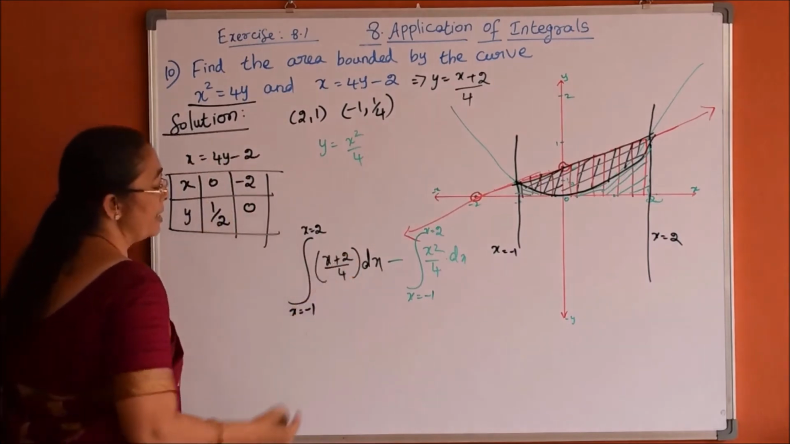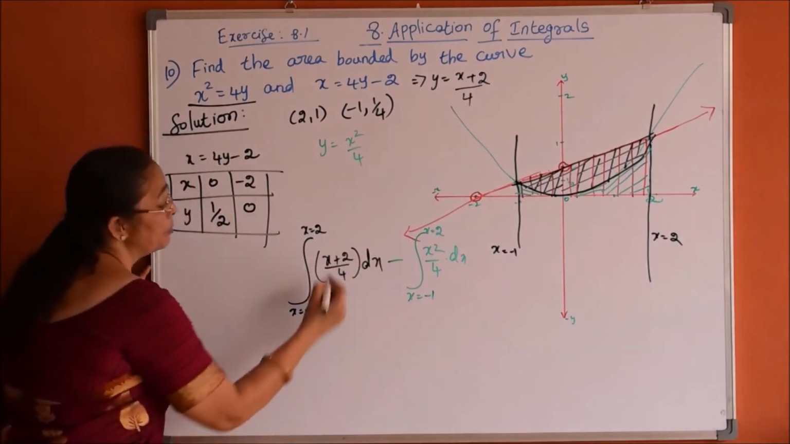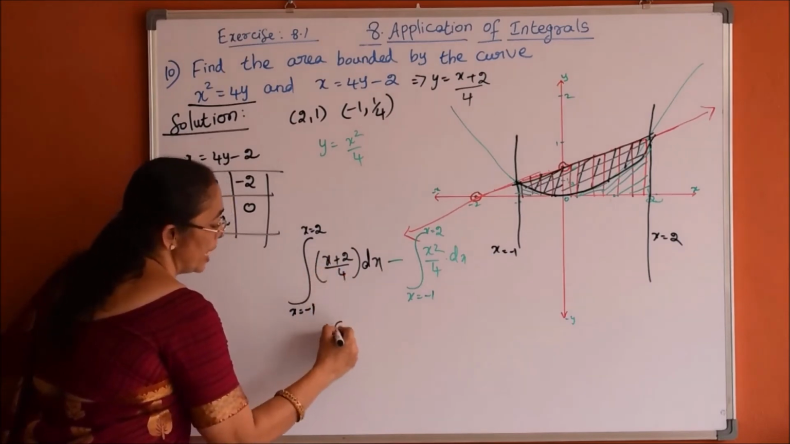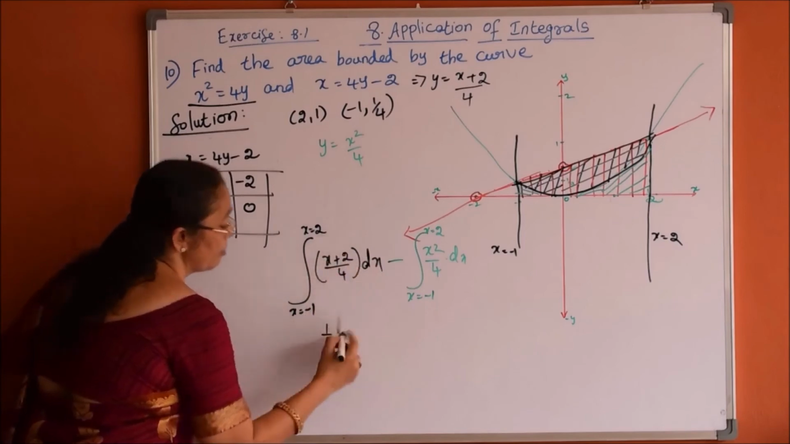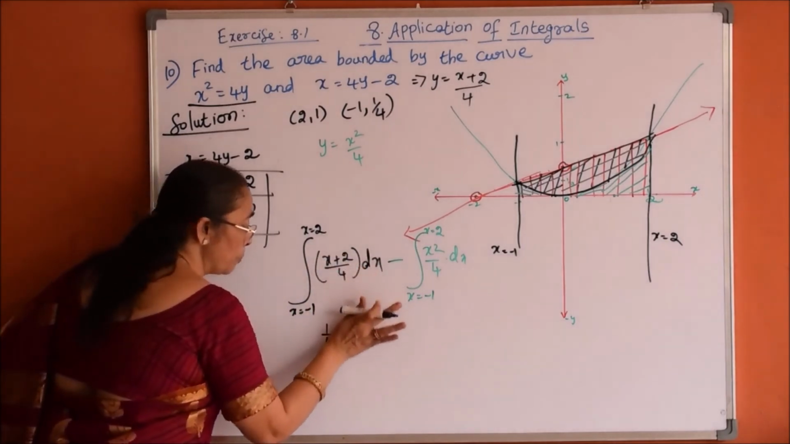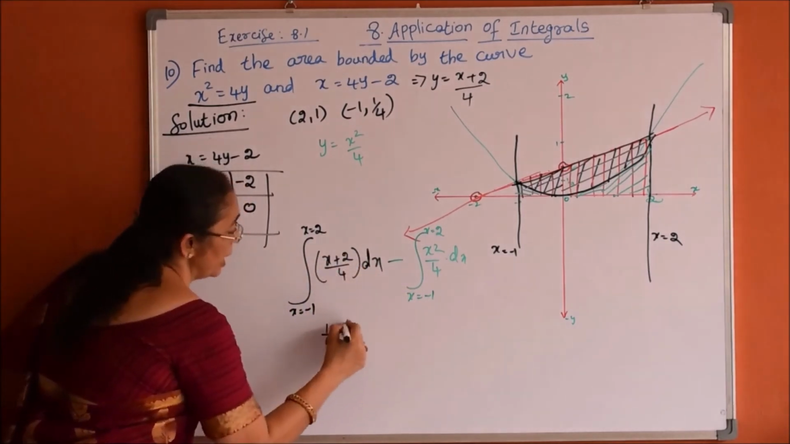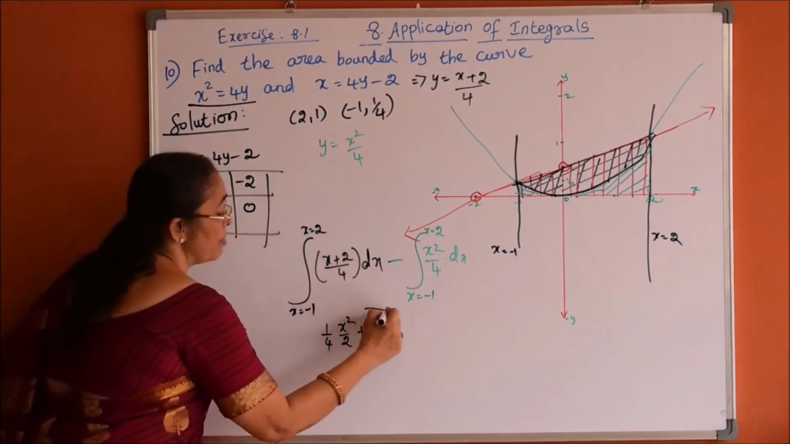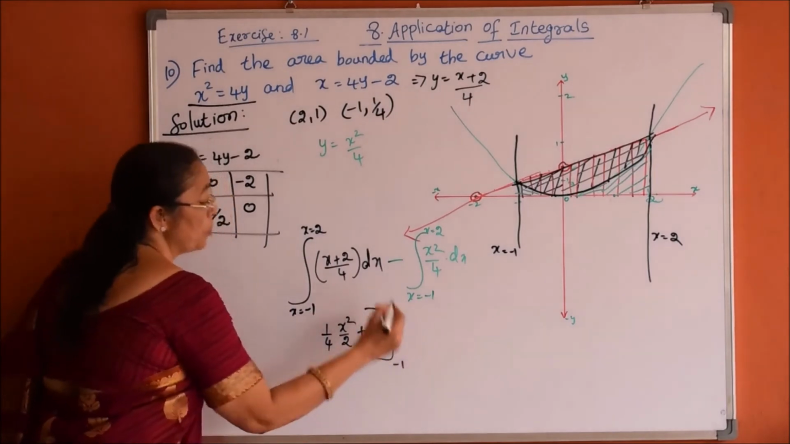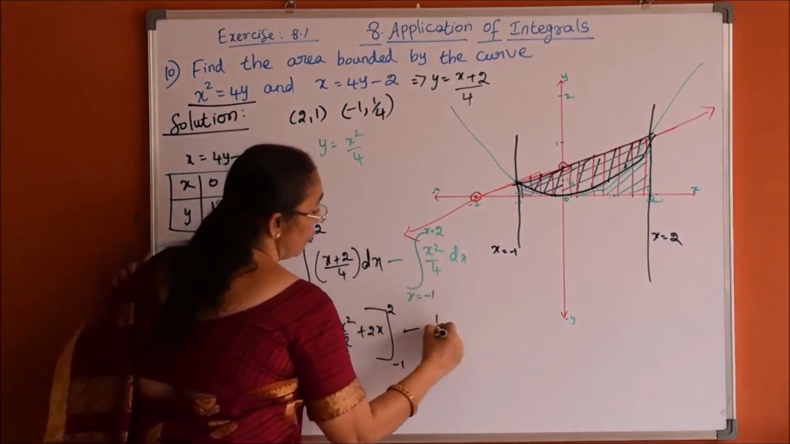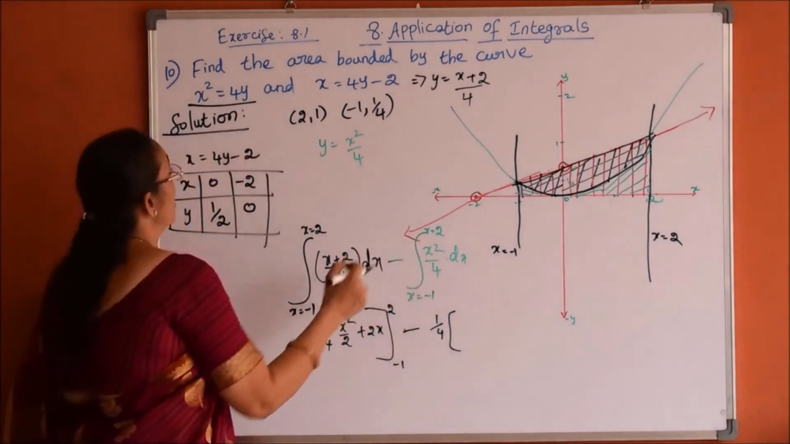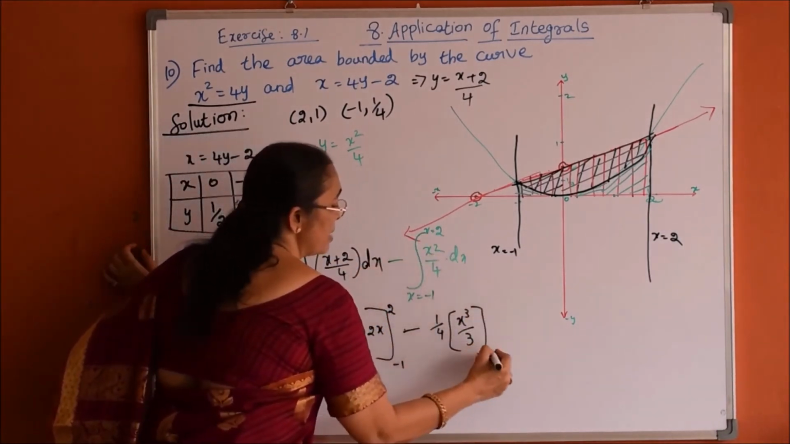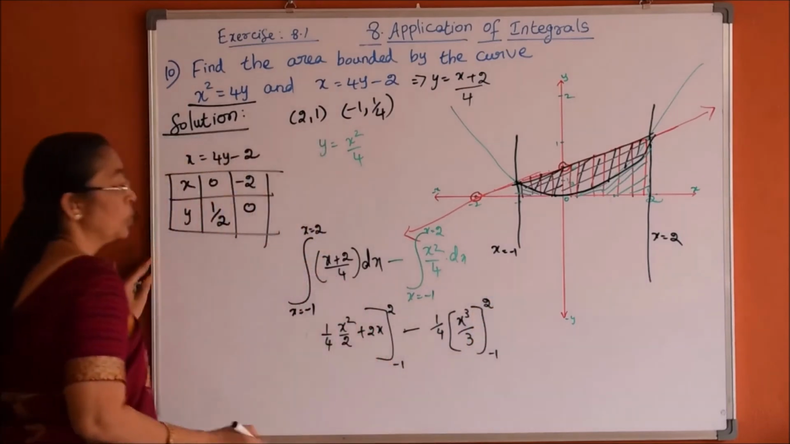Now let us evaluate this integration. This one, 1 by 4, can be taken outside. So x dx is nothing but x square divided by 2, and 2 dx gives plus 2x. The limits are from -1 to 2, minus here 1 by 4 is outside x square. So x square integration is x cube divided by 3. The limits are from -1 to 2.